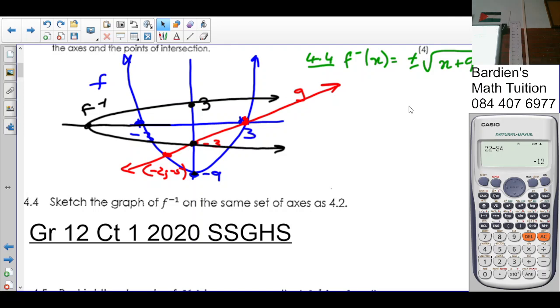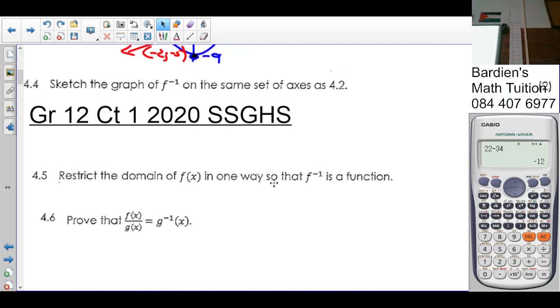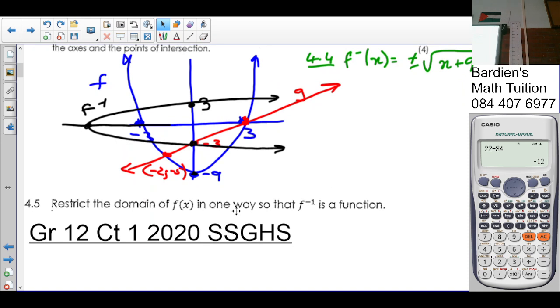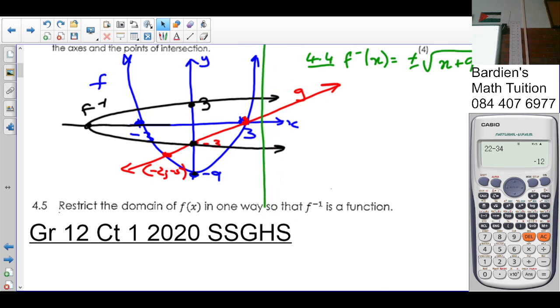People, I just sketched the graph of 4.2 on that system of axes. This one, 4.5. It says restrict the domain of f of x in one way so that the inverse is a function. So currently, the rule says if a function cuts the vertical line. Now, vertical line is a line standing perpendicular to the x or parallel to your y-axis. Not so? So that's your y and that's your x. If you've got your vertical line cutting the graph twice, then it's not a function. Okay. So if you look at the red graph, the g of x graph, is it cutting once at any given point on this graph?